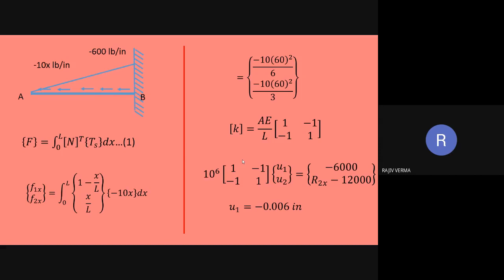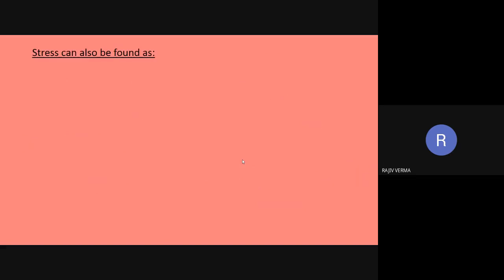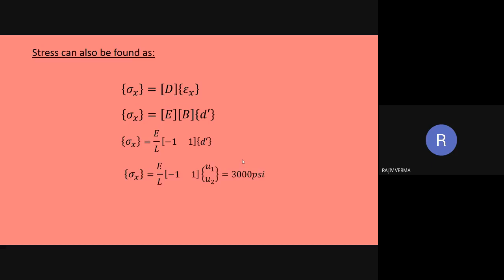Then in the next slide, obviously this can be used to find the expressions for the value of stress. This comes out to be 2000 pounds per square inch.